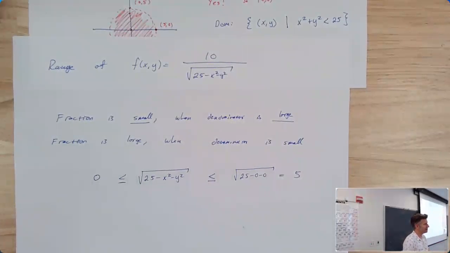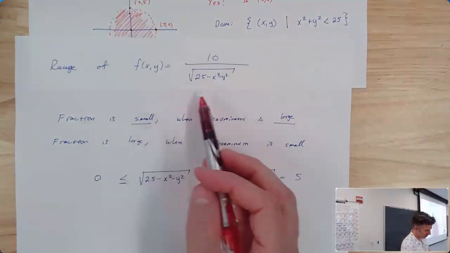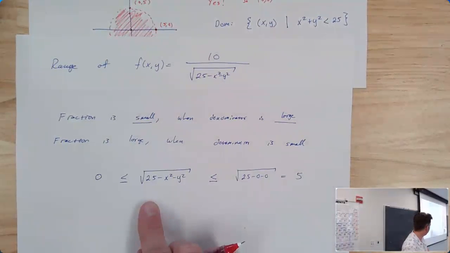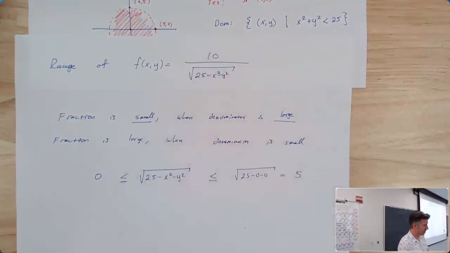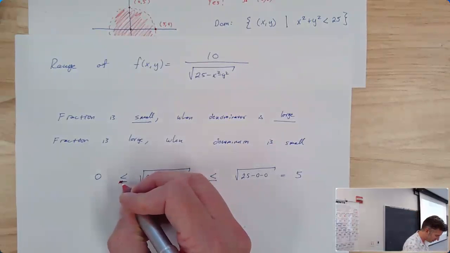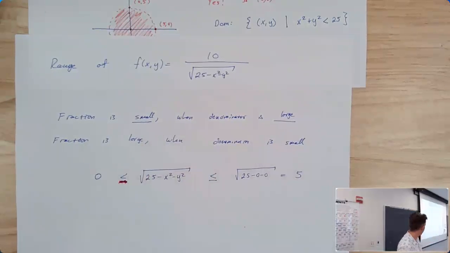Well, but technically I don't want 0. It's okay, we're gonna work with it. But then I have this fraction, right? I don't actually just have the square root of 25 minus x squared minus y squared. I have 10 divided by that. So I really don't want this to be able to equal 0, right? And why do I get to say that I don't really have that?